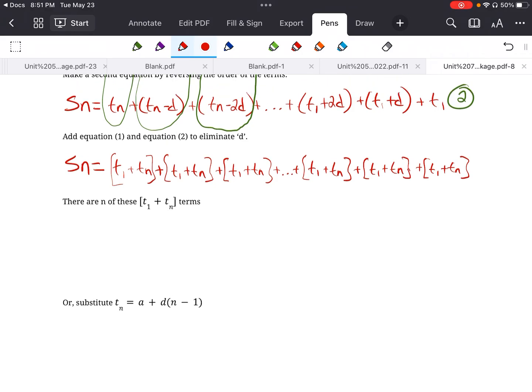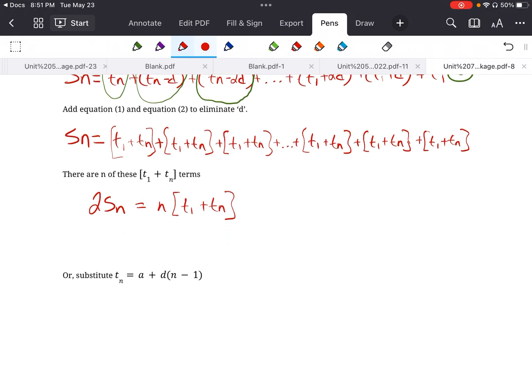So we have two sums equals n times T1 plus Tn. And we don't want 2 there, we want 1. So let's get rid of the 2. So that's where we get our n over 2 times T1 plus Tn.